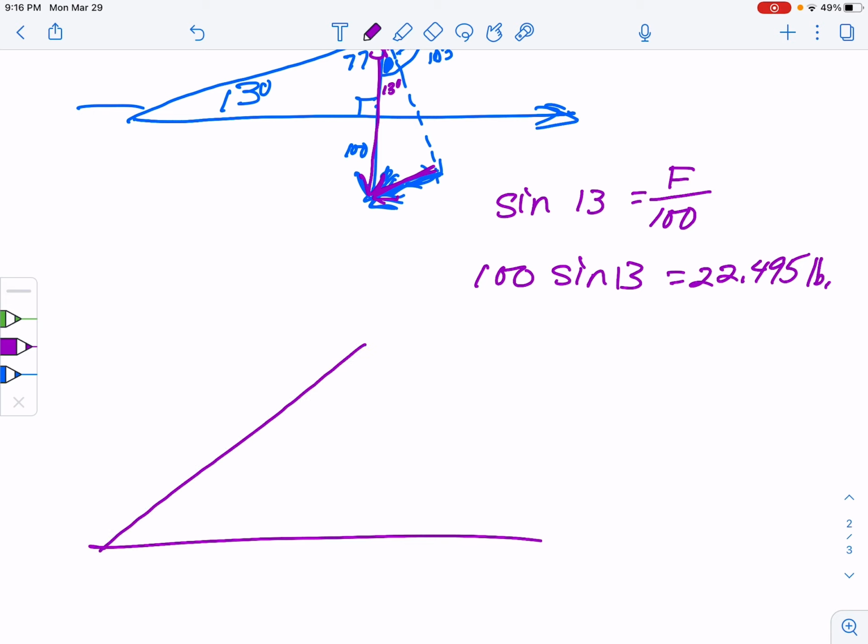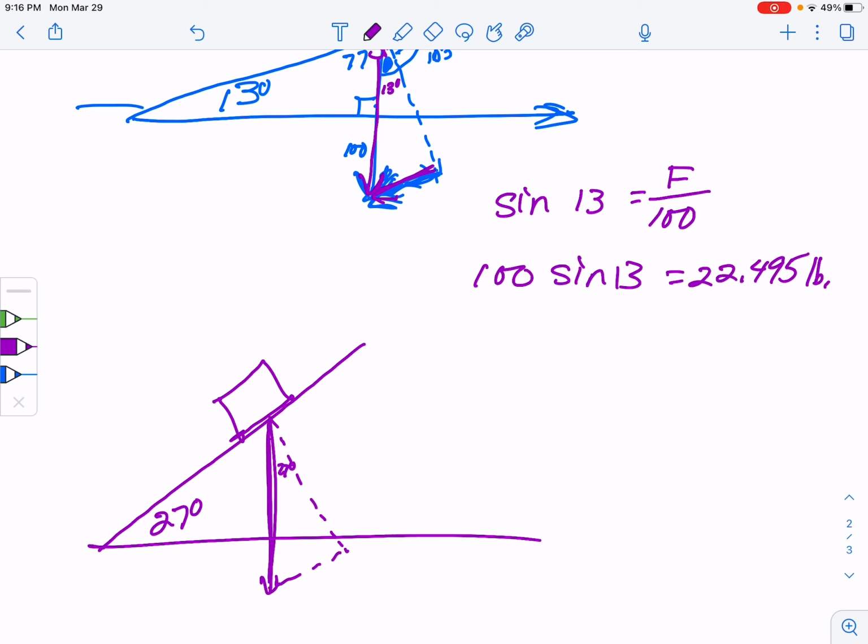Here's the thing. This is 27 degrees. My box is sitting here. It's got a force that comes down. This is the component of my force. This angle is 27 degrees every time, and this is the weight of the box. Okay? Go practice.